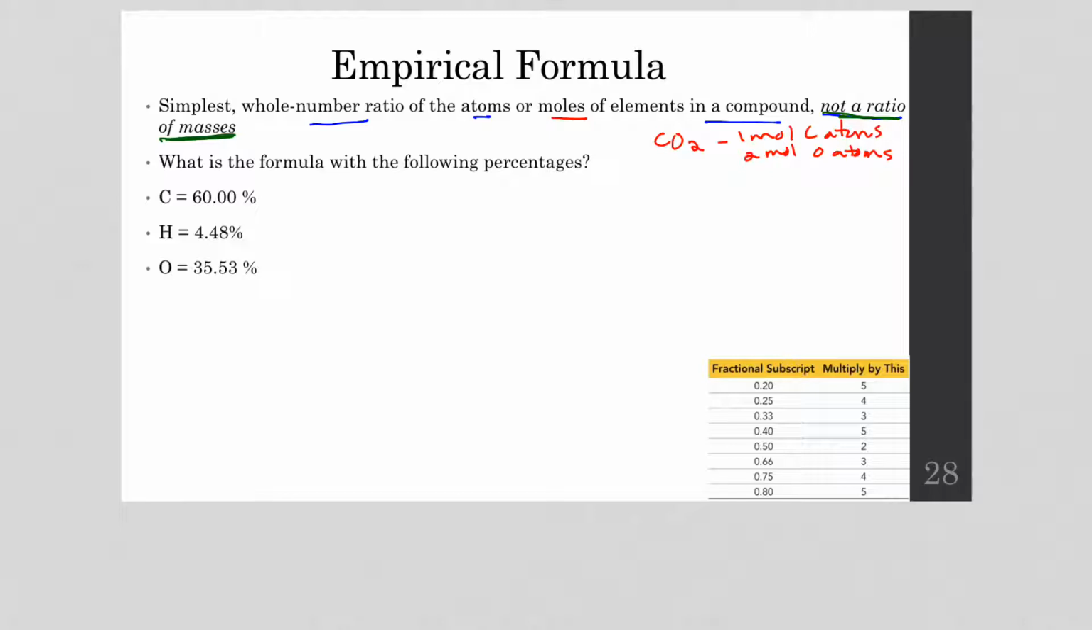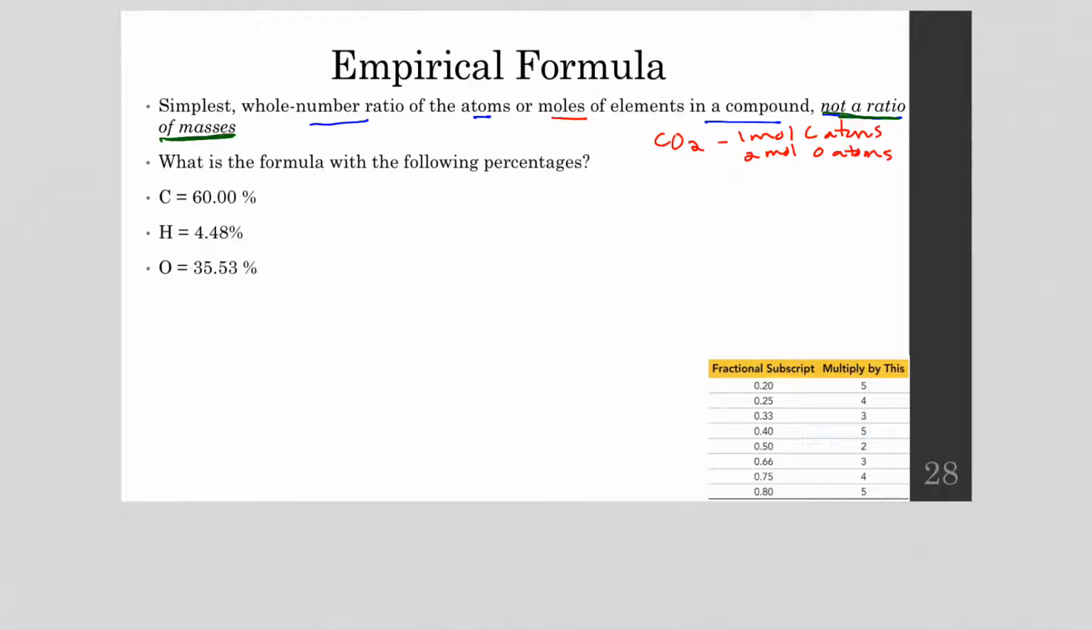So, but if we do know the breakdown, so for example, if we know the mass percent composition of this compound is 60% carbon, 4.48% hydrogen, 35.53% oxygen, right? So what would be a percent composition? I can get back to a formula, but it's going to be the simplest formula, right? Or what we call the empirical formula. Okay, so let's set out how we do that.